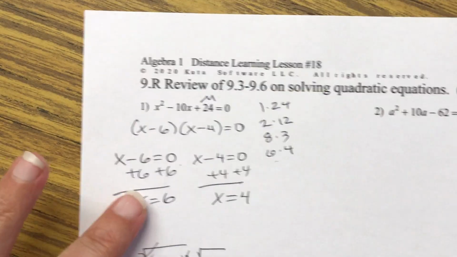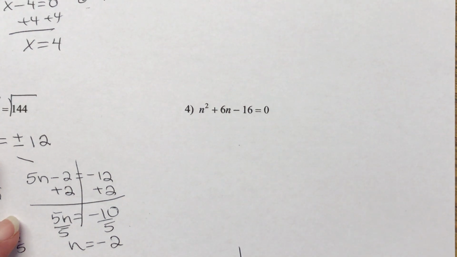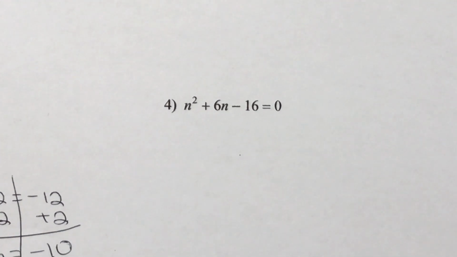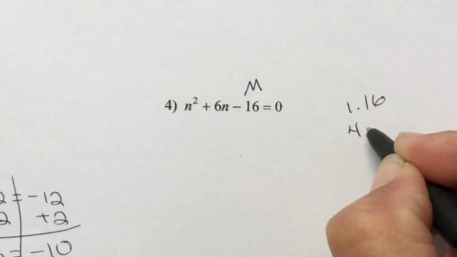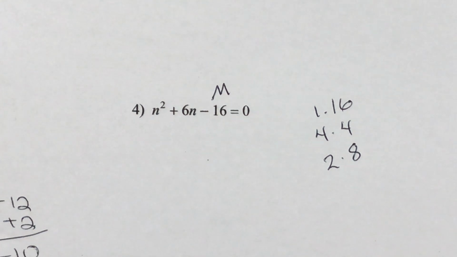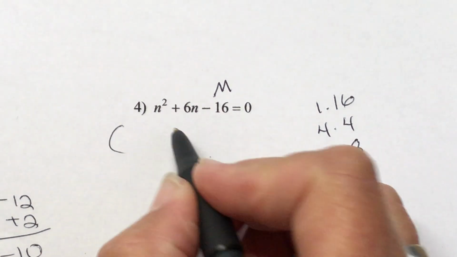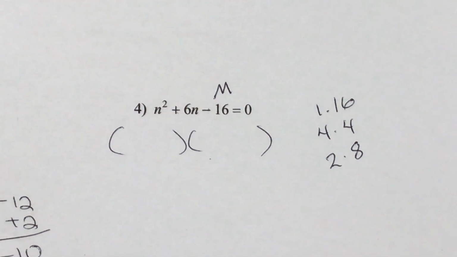So let's look at question number 4. Because we've already done question number 3. Question number 4, is it factorable? Can you think of two numbers that multiply to give you negative 16? Let's think of all the numbers that multiply to give us 16. There we go. Those are all of our choices, all of our factors. Which two multiply to give you negative 16 but subtract to give you a positive 6?